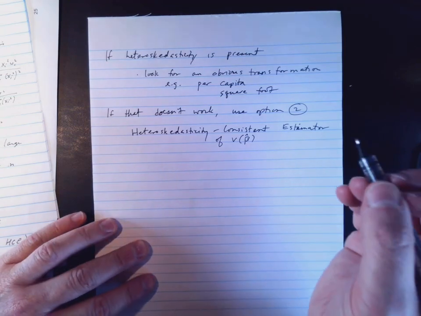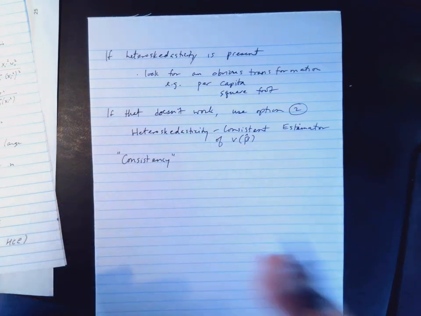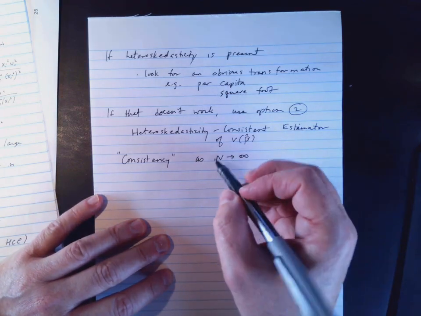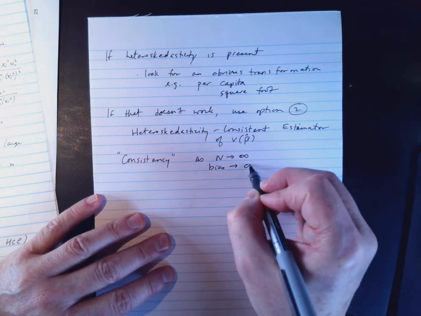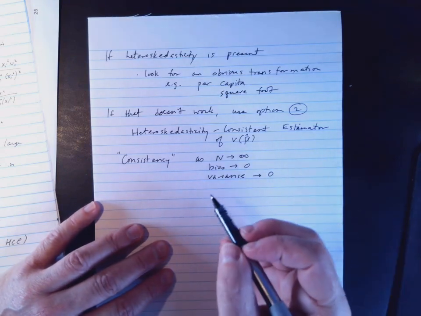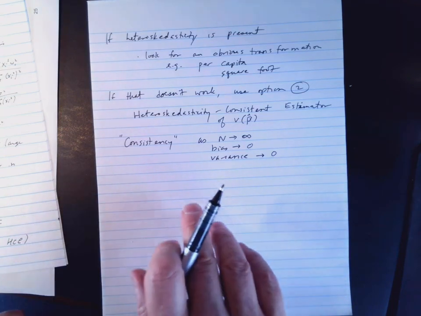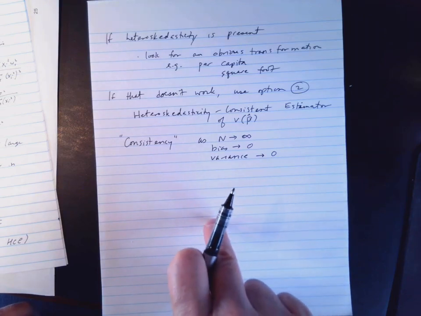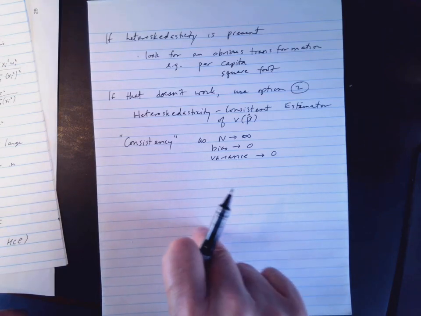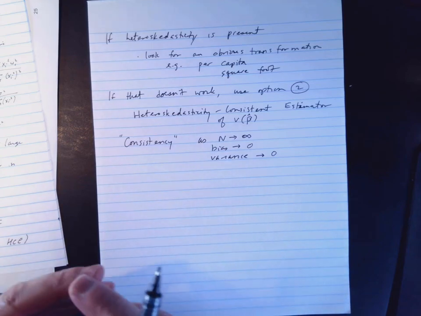Okay, so the term consistency is a statistical term. It means that as n goes to infinity, bias goes to 0, and variance goes to 0. So we've talked about having an unbiased estimator. So you know that if all the classical assumptions hold, the OLS estimator is unbiased. Sometimes we've got estimators that in small samples are biased. We know that they're biased, but the bias goes to 0 as the sample size gets large.